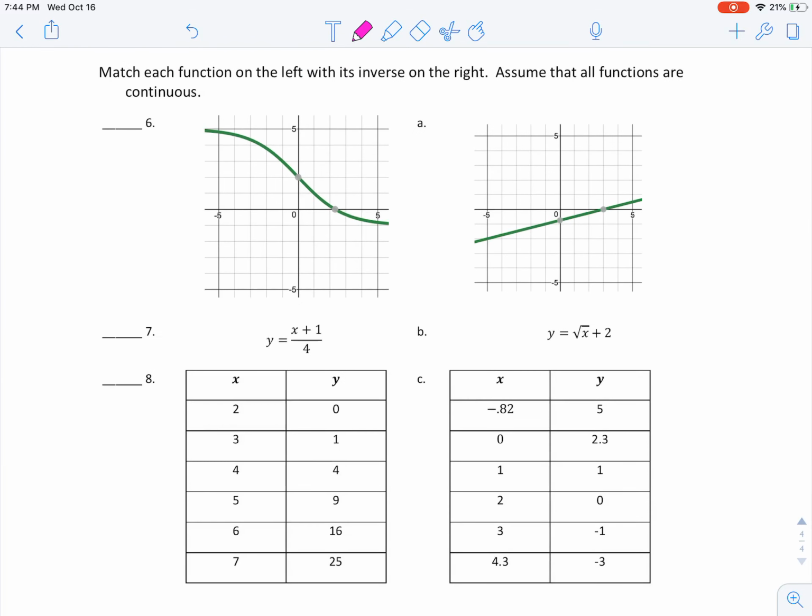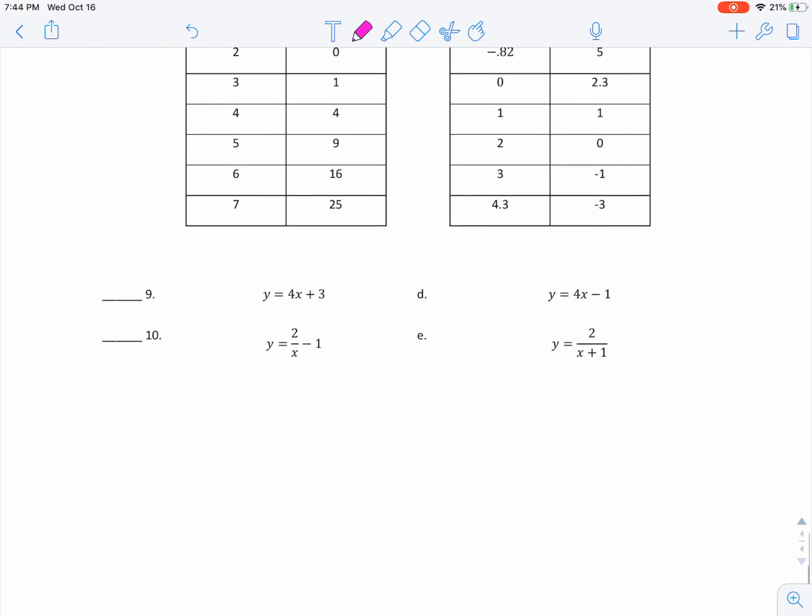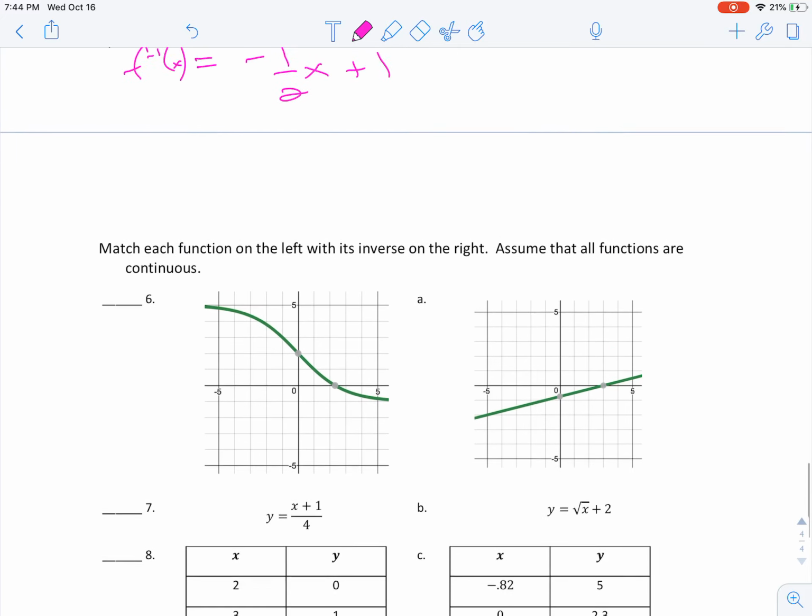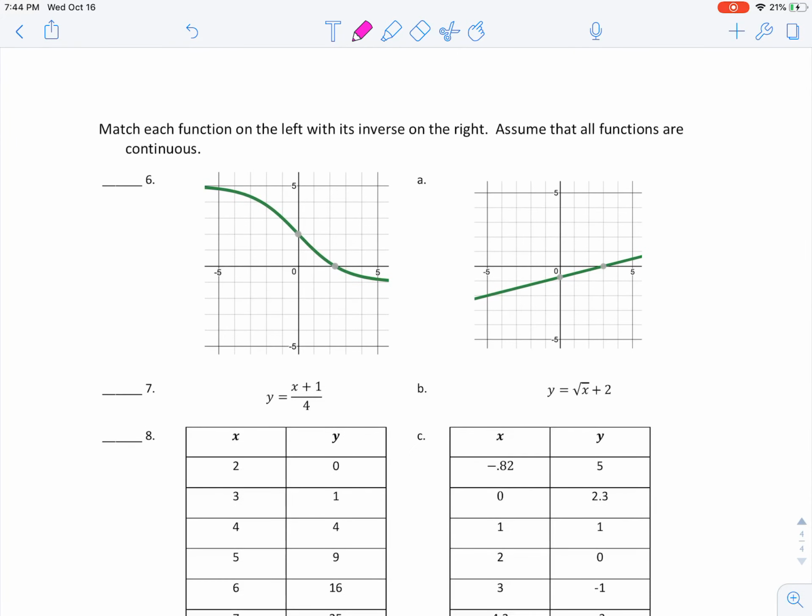Match each function on the left with its inverse on the right. Assume that all functions are continuous. Okay. So this is like the matching activity that we did in the task. So let's see, I'm given some equations here, and I'm given some tables, and I'm given some graphs. Okay, let's do this. Just thinking about the best way to attack these.